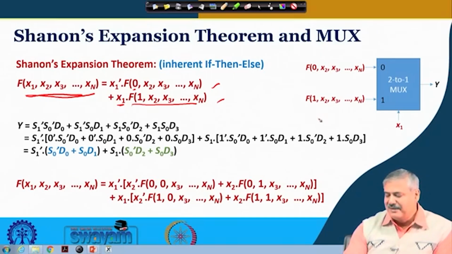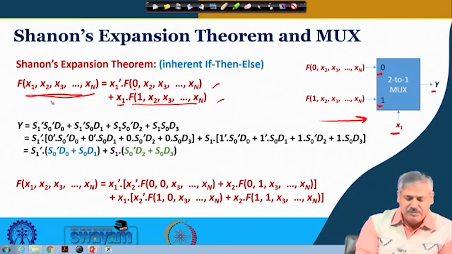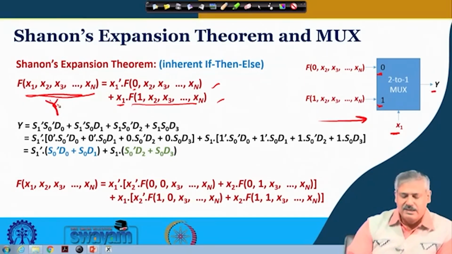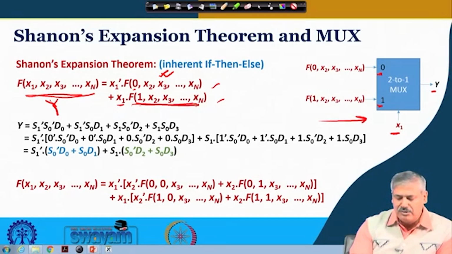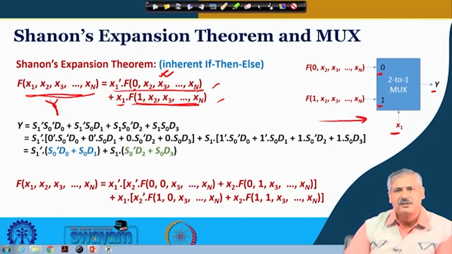Now, in the 2 to 1 multiplexer context, we can see if this is my x1 and this is the select input. So, for 0 one will go and for 1 the other will go as output. So, if this is my y, then if x1 is 0, this is the term that is going, this is my corresponding d0. And when x1 is equal to 1, this one will go to the output because x1 equal to 1 means the top term will become 0. Okay.